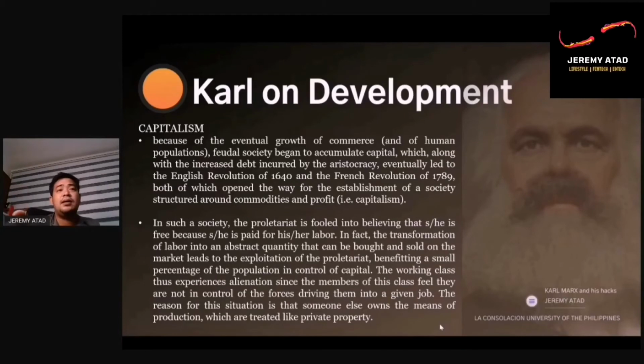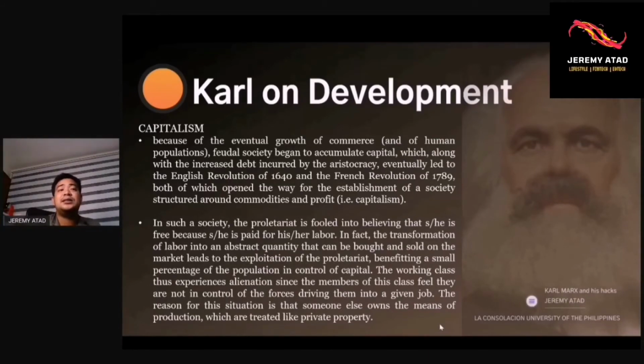In such a society, the proletariat is fooled into believing that he or she is free because he or she is paid for his or her labor. In fact, the transformation of labor into an abstract quantity that can be bought and sold on the market leads to the exploitation of the proletariat, benefiting a small percentage of this population in control of capital.